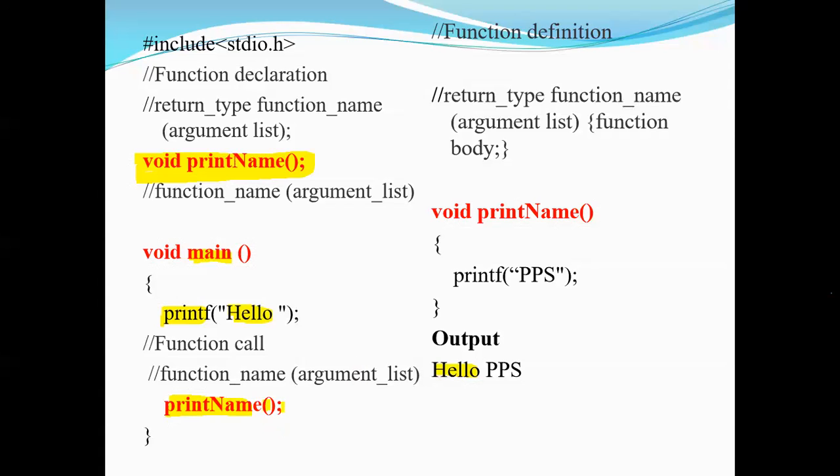Here, function name, open bracket and close bracket, then a semicolon. Okay, a function call should not have any semicolon. Here they have one, it is a mistake. It should be just print name, open bracket, close bracket, without a semicolon.